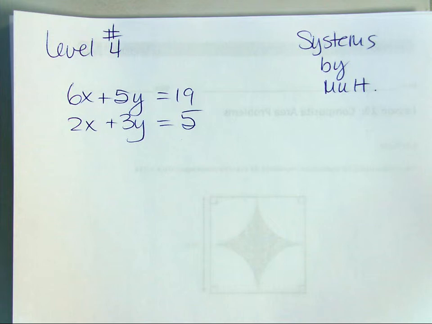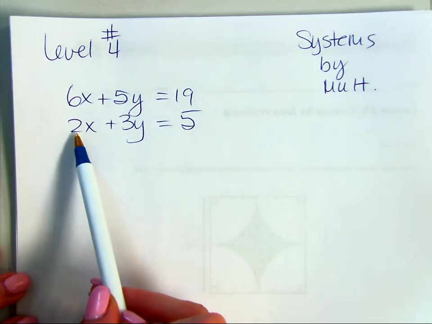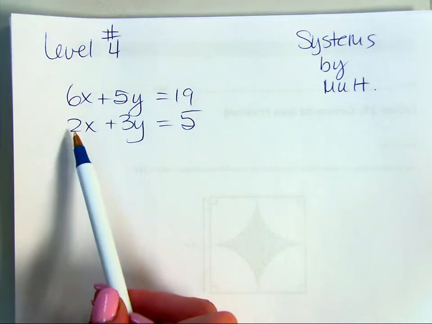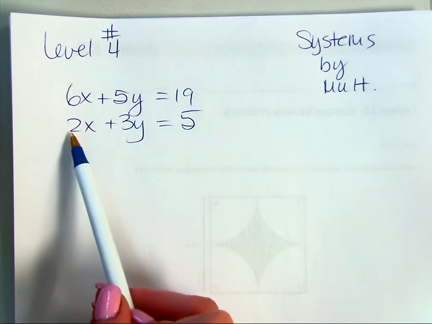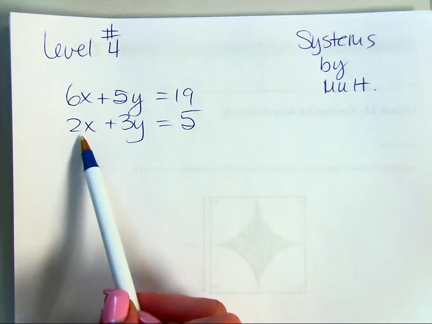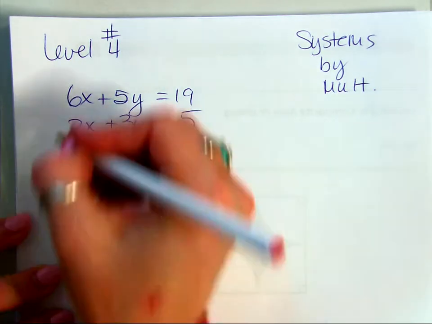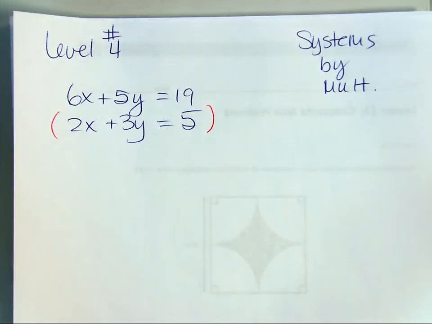So using that same concept of multiplying by -1, is there a variable, either the x's or the y's, that look like they might be easier to get rid of? Which one? You'll see it. If this 2x were a -6, would it cancel with this +6? So what can I do to get that 2x to turn into a -6x? Multiply by -3, right? So here's the key, you got to do the whole equation by the -3.